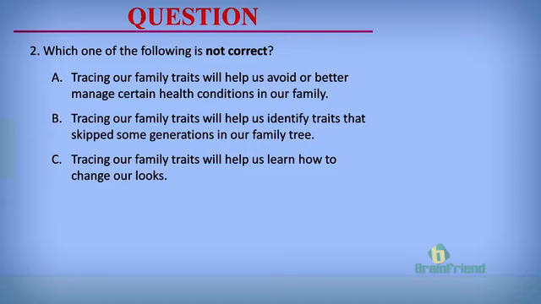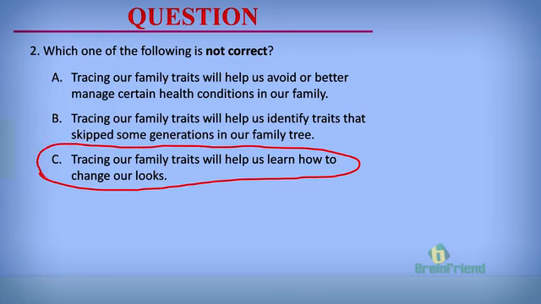The second question, which one of the following is not correct? A, tracing our family traits will help us avoid or better manage certain health conditions in our family. B, tracing our family traits will help us identify traits that have skipped some generations in our family tree. C, tracing our family traits will help us learn how to change our looks. The correct answer here is option C. The other options are correct about family traits and about tracing our family traits, except option C.